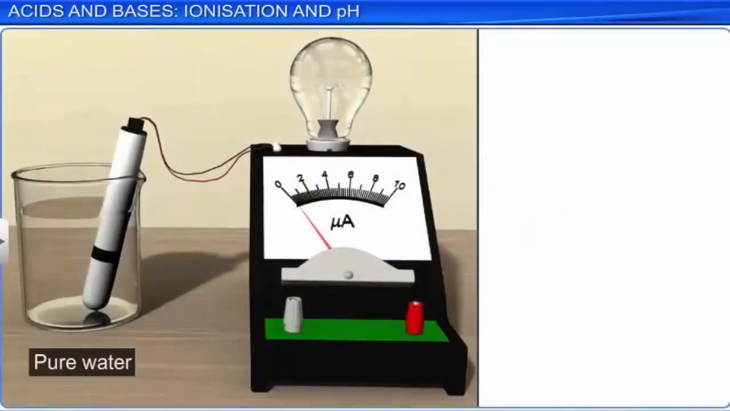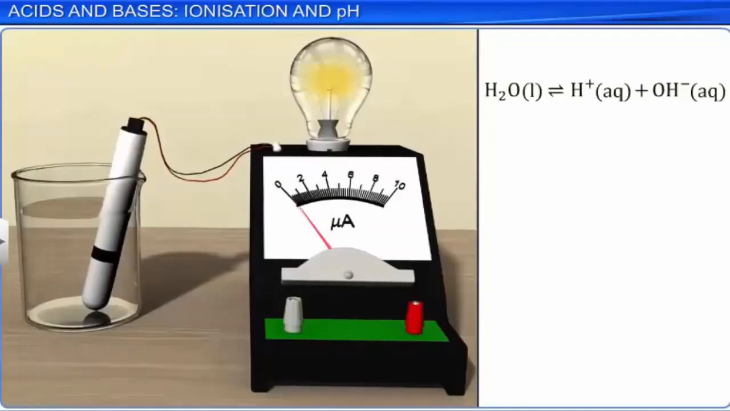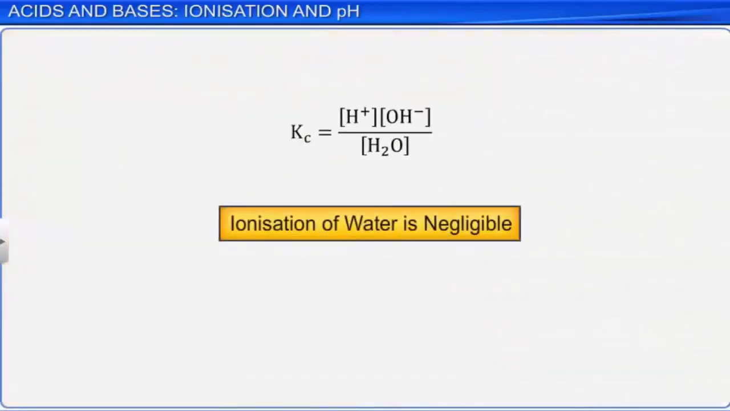Pure water is a poor conductor of electricity. Conductivity measurements show that water ionizes to a very limited extent. The equilibrium constant Kc for this equilibrium can be written as Kc is equal to the product of the concentration of H plus ions and the concentration of OH minus ions divided by the concentration of H2O.